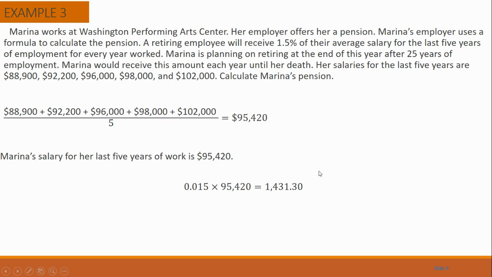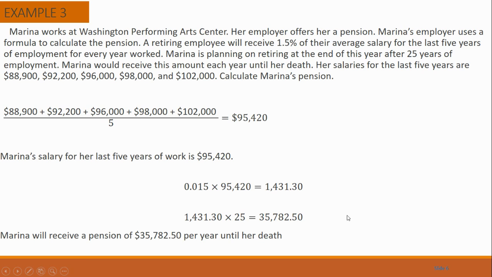She's getting 1.5% of her average salary. So we're going to make that 1.5% into a decimal, 0.015. We're going to multiply that by her average salary, and we get $1,431.30. She had worked for 25 years, so we're multiplying that value by 25, and $35,782.50 is how much she will be getting per year until her death.